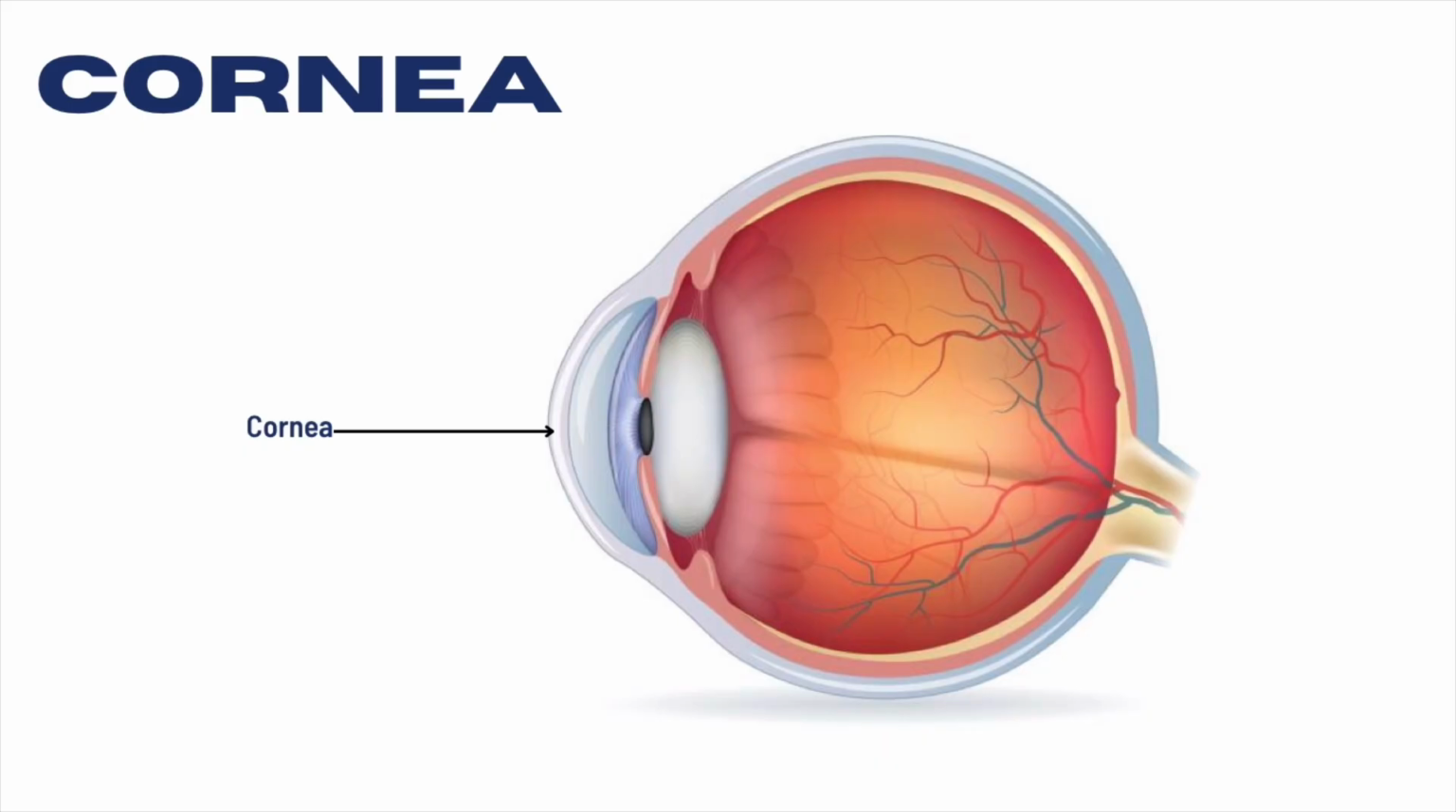We start with the cornea, the front transparent part of the outer protective layer of the eye that covers the iris, pupil, and anterior chamber.